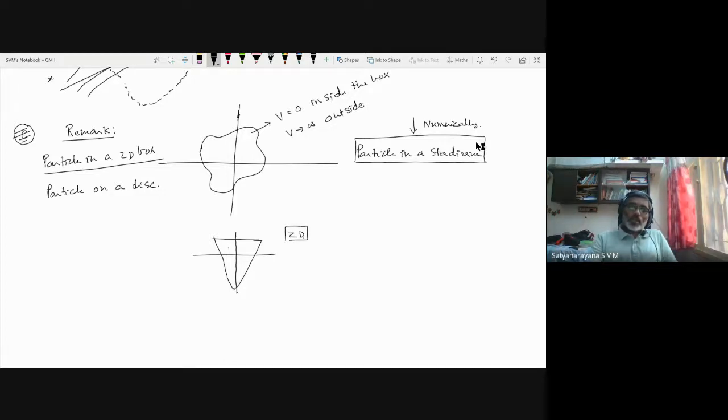But I don't know if the question he asked is whether in one dimension itself, we had talked about a potential well like this, the particle in a box like this, and the harmonic oscillator like this. But why can't we think of a potential well like this? It's like a triangular well.